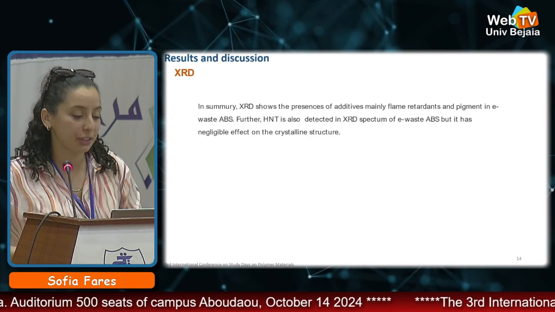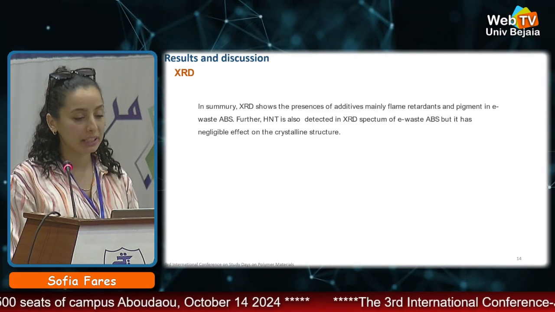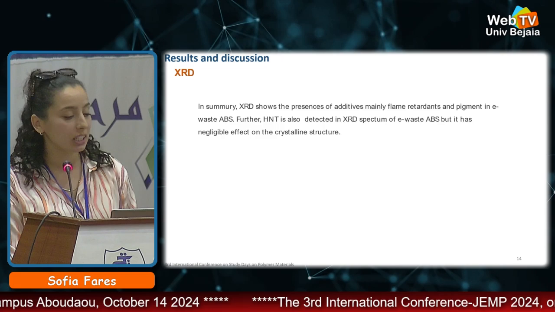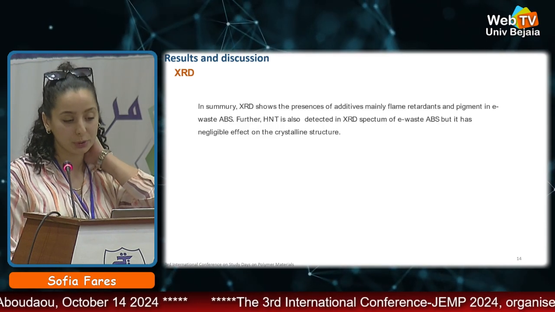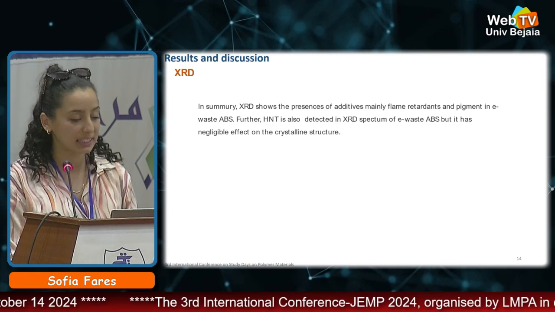In summary, X-ray diffraction shows the presence of additives, mainly flame retardants and pigments, in E-waste ABS. Further, HNT is also detected in the X-ray diffraction spectrum of E-waste, but it has a negligible effect on the crystalline structure.